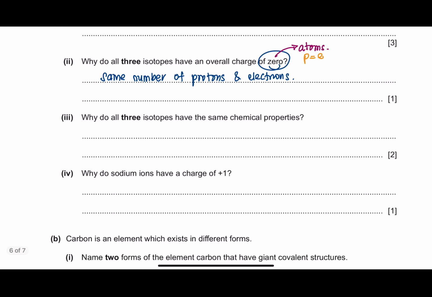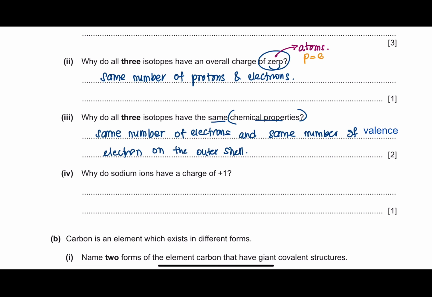Question 3. Why do all 3 isotopes have the same chemical properties? They have the same chemical properties as they are made up of the same element with the same proton and electron number, being in the same group in your periodic table. So your reason would be such that they have the same number of electrons and the same number of valence electrons on the outer shell. Now the number of electrons on the outer shell is what determines the group number for each element. So since they all have a valence electron of 1, they will all be in group 1. So this is why they have similar chemical properties.